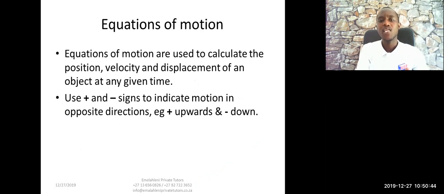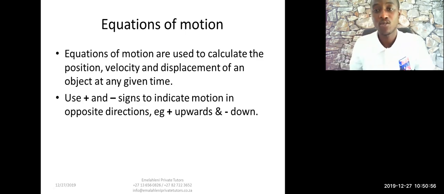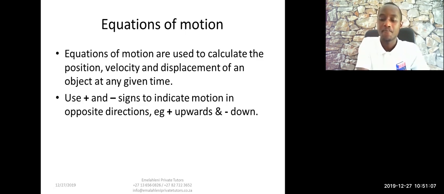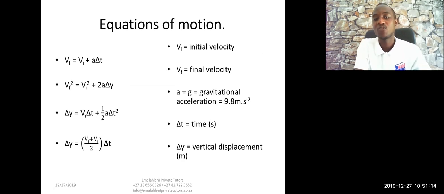Then equations of motion. We're going to use equations of motion to calculate the position, velocity, and displacement of an object at a given time. Now, you must always remember, like what we spoke about in momentum, that you must determine the positive side. You can choose going up as negative or going down as positive, whatever you think, but you must be able to tell which direction you are going to consider as positive, okay? Then those are the equations of motion that we have there, and you must know them, right?